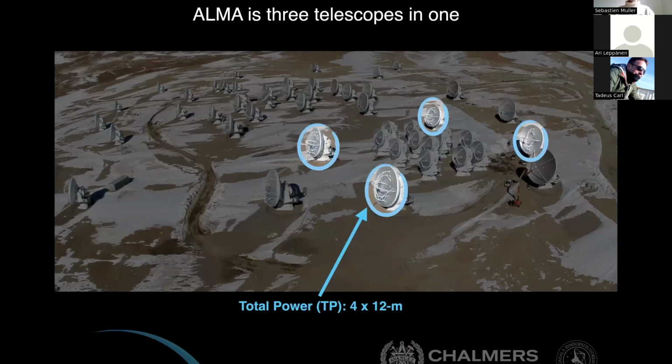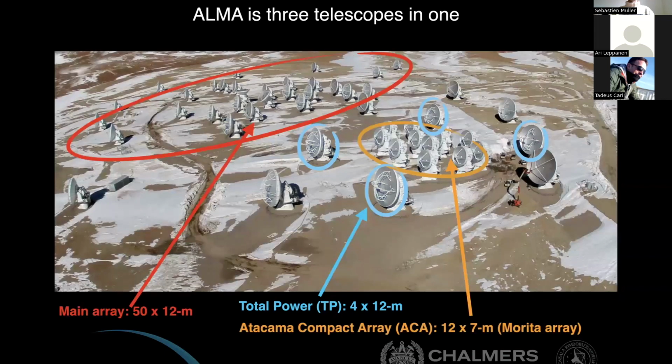And actually, ALMA has these other 4 antennas, which are used as total power antennas, as single dish telescopes, and their main purpose is to provide us with the zero spacing point in the Fourier space, which would give us the total flux of the source, as Sebastian already was mentioning. So those are the different telescopes that comprise all of ALMA.